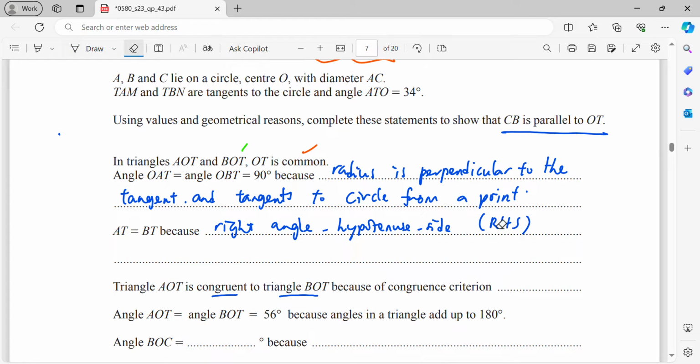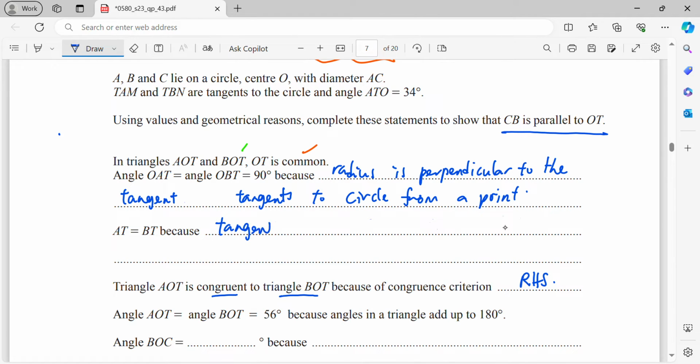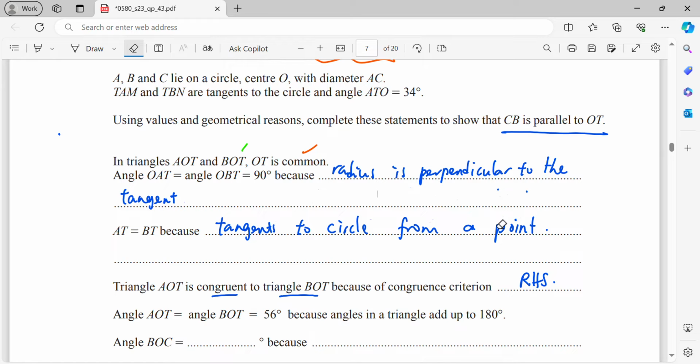So here I should write RHS. This one should be the next answer. Here, tangents to a circle should be the next answer, because tangents to a circle from a point. So this RHS is basically the right angle, hypotenuse, side.